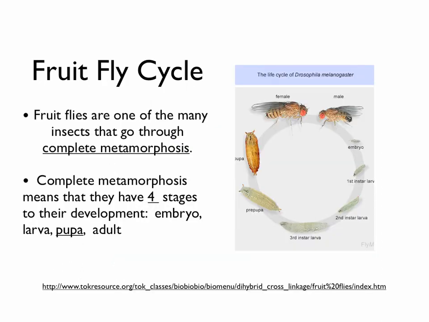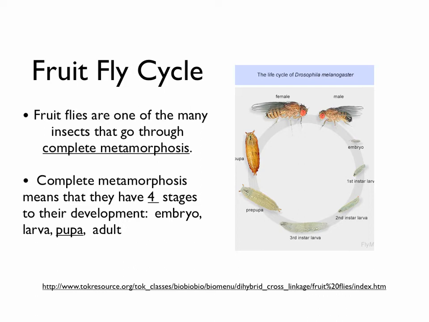You've started to recognize the fruit fly cycle when you've been making your fly observations. Fruit flies are one of the many insects that go through complete metamorphosis. Metamorphosis is spelled M-E-T-A-M-O-R-P-H-O-S-I-S. And complete metamorphosis means that they have 4 stages to their development.